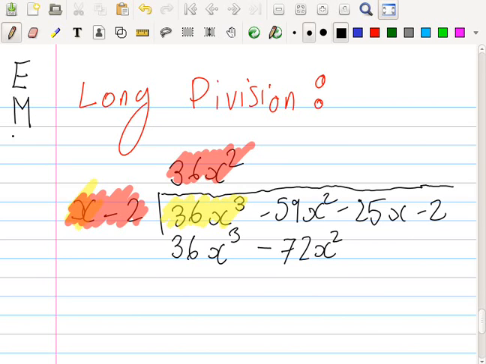The next step is the subtraction step. So what you do is 36x cubed minus 36x cubed, gone, 0. Then you do minus 59x squared minus 72x squared. So that's 13x squared, is it? Yes. 13x squared. That's the subtraction step done, right?